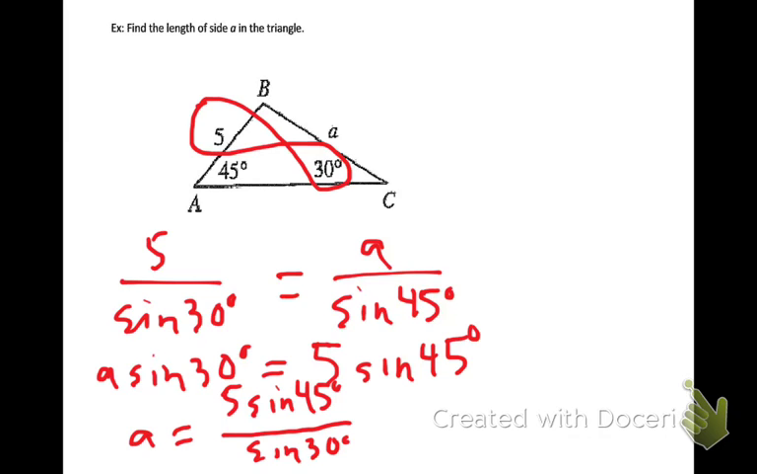You calculate that. Make sure you put parentheses around the 5 times sine of 45. Otherwise, it will just divide the sine of 45 by the sine of 30 and not the 5. You have to divide both of those by sine 30. Go ahead and practice the calculation. Make sure you get 7.07.